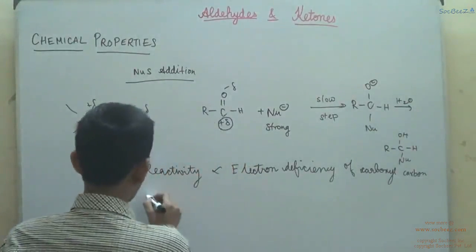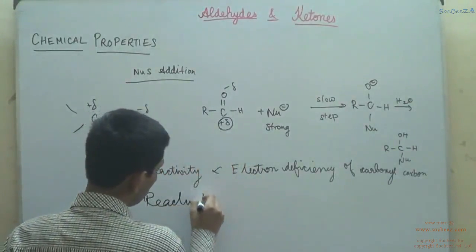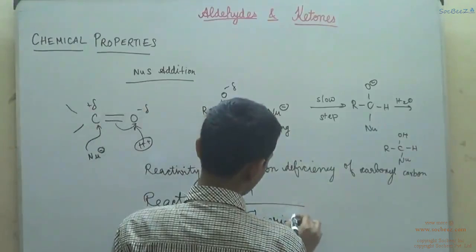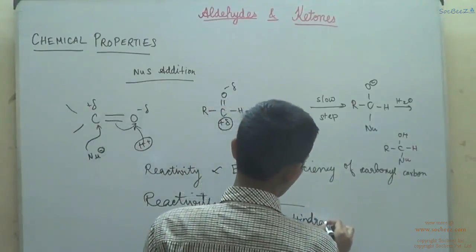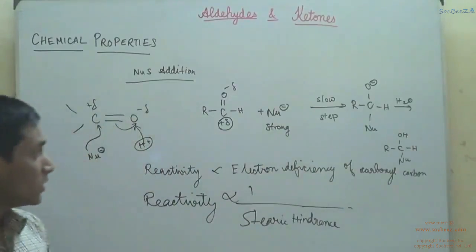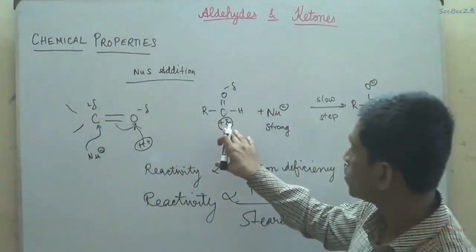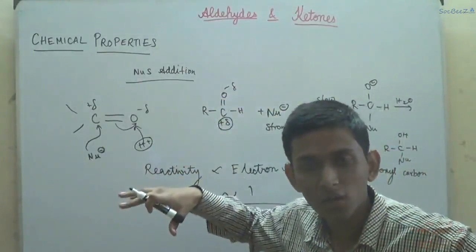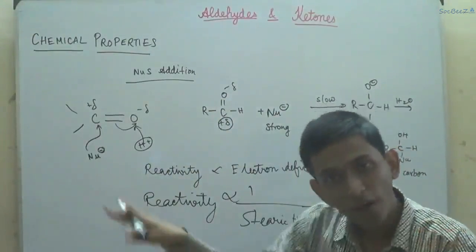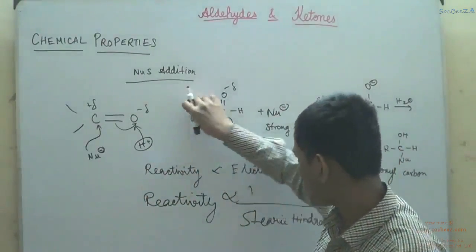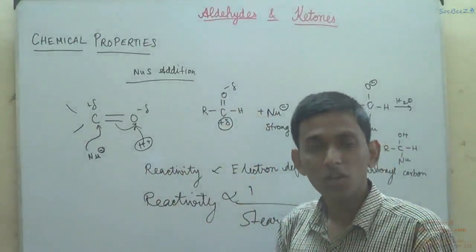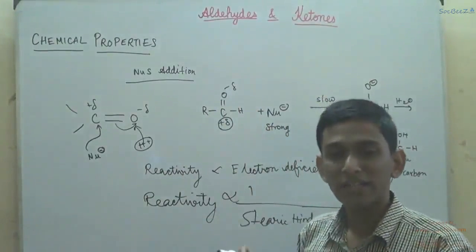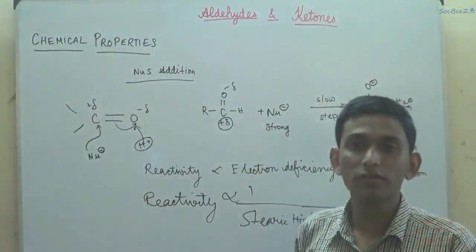And the second factor is that reactivity is inversely proportional to steric hindrance. What happens when the nucleophile comes to attack this carbon? If the groups are very hindered, they're surrounded, so how will the nucleophile enter? It has to fight against the groups and then enter, and it requires a lot of energy. Therefore, when there is steric hindrance, the reactivity is generally not very high.